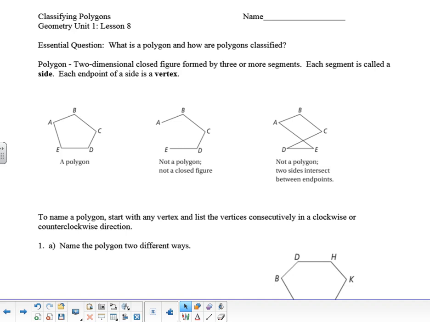Okay, so I'm reading this definition that we have here of a polygon. A polygon is a two-dimensional closed figure formed by three or more segments. So three or more segments. Each segment is called a side. Each endpoint of a side is a vertex.